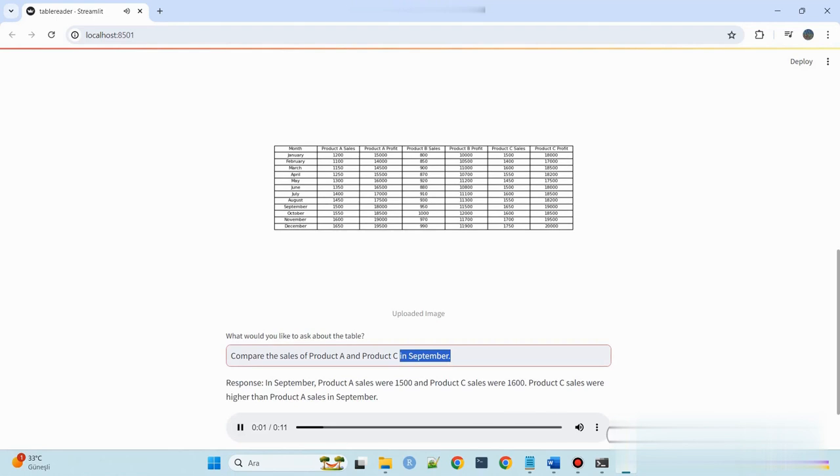In September, product A sales were 1500 and product C sales were 1600. Product C sales were higher than product A sales in September.